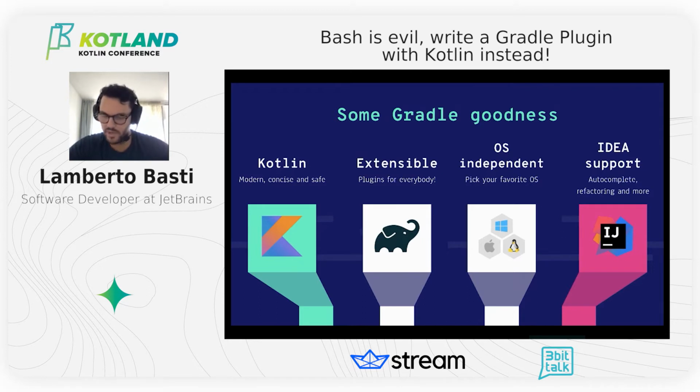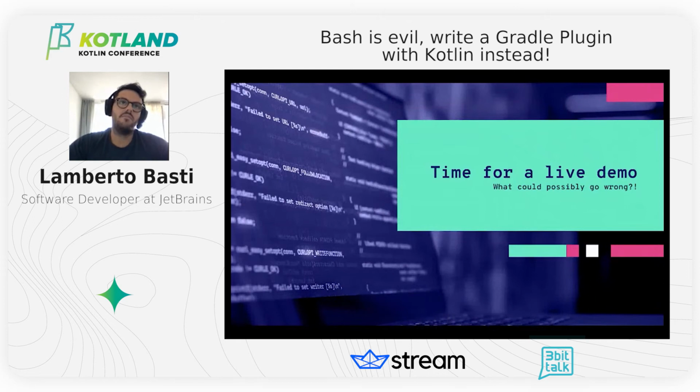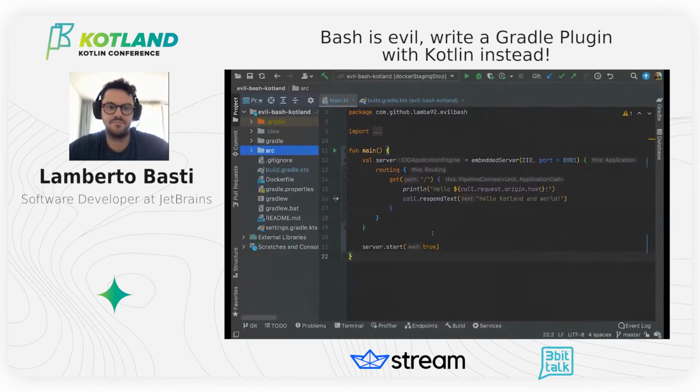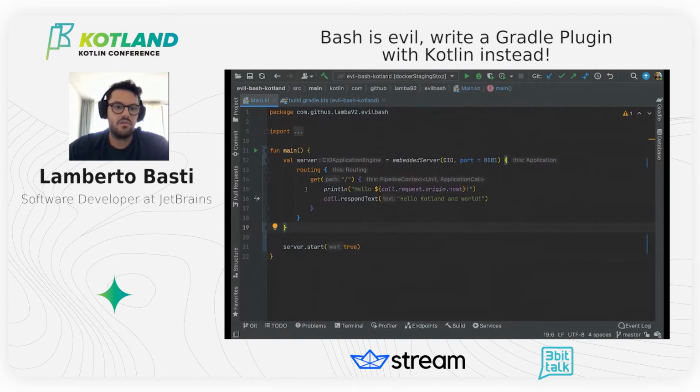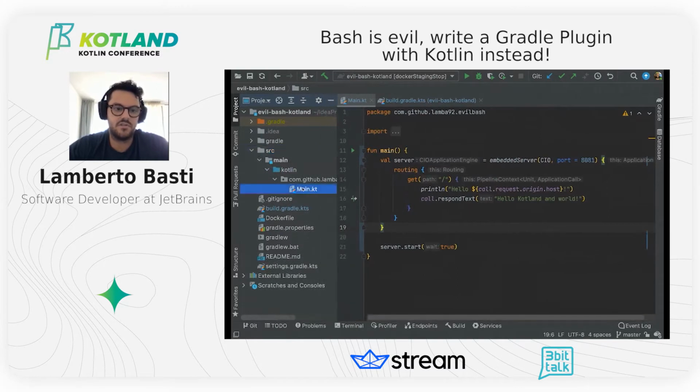So without further ado, let's go for a live demo. We're going to talk about how to wrap your web server into a Docker image, and we're going to see how to do that in Kotlin. So let's start. Okay, so let's start with the project structure. It's a fairly simple project structure. We got a simple main file. That's the whole project, and there is the build file that we're going to see in a moment.